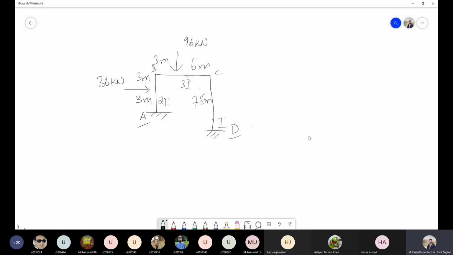So if I take this one as redundant, my primary structure would be, this will remain as it is, and over here I will remove this fixed support as a whole. All these loads will be acting as they are acting in the actual structure. This is 96, 3, 6, and just assume that these lengths are in meters, I will not be writing the units, just understand that these are in meters and these loads are in kilonewton.